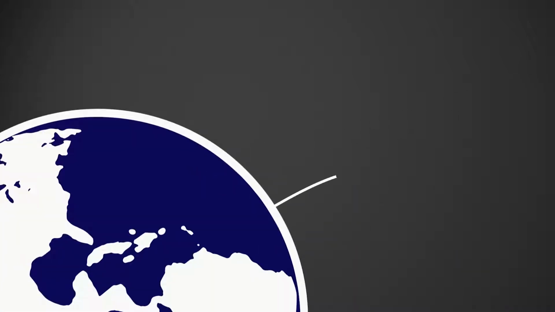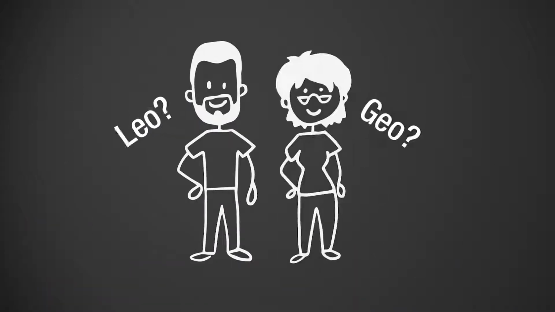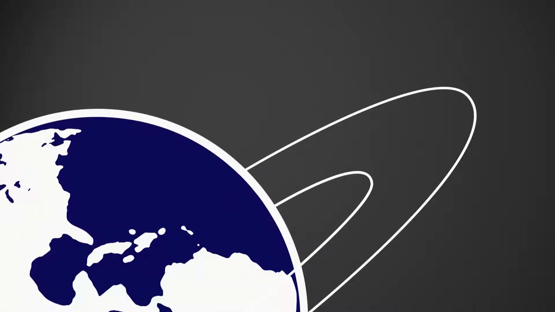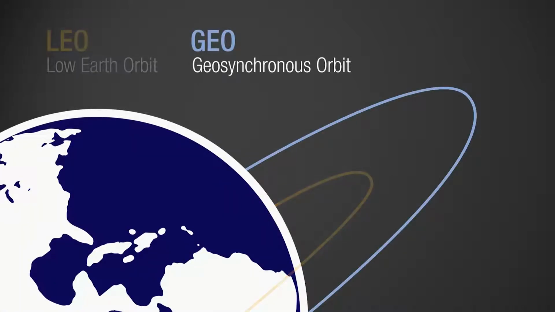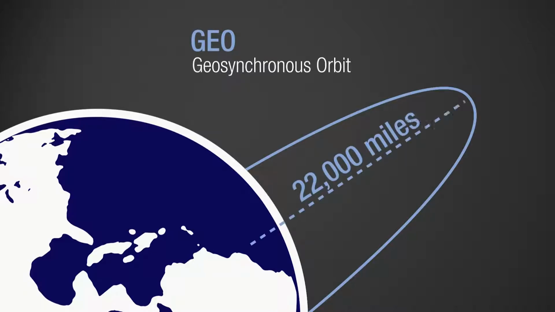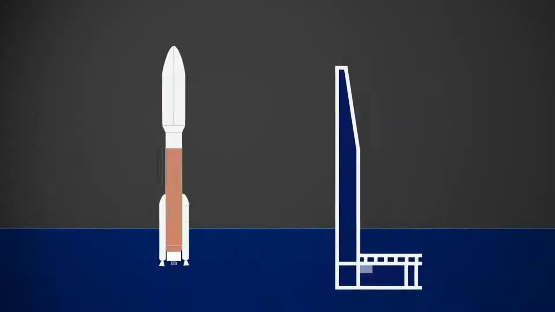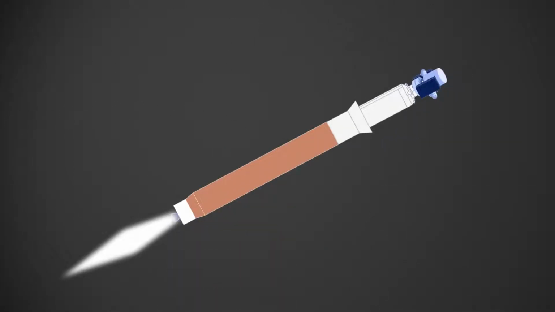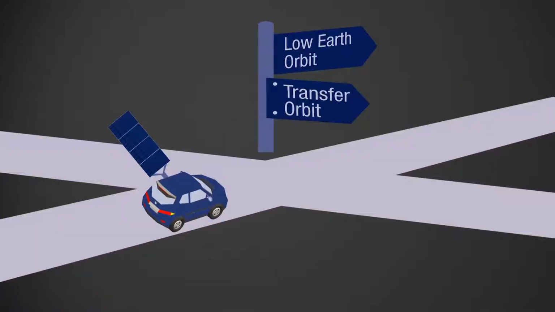Let's start with an example that's a little easier than going to Jupiter, launching to Leo and then transferring to Geo. Who are Leo and Geo? No. They're the names of orbits around Earth. Leo stands for low Earth orbit, and Geo stands for geosynchronous orbit. I've heard of Geo. That's the circular orbit over 22,000 miles above Earth's equator. That's the one. To get to Geo, you first launch into Leo, where you will stay until your rocket's upper stage takes you the rest of the way. By using one of the orbit intersections we discussed earlier.